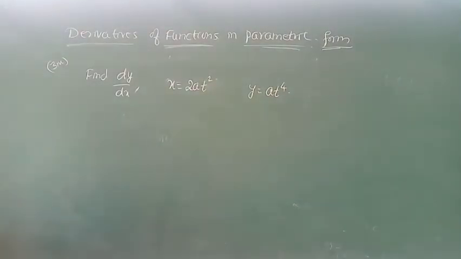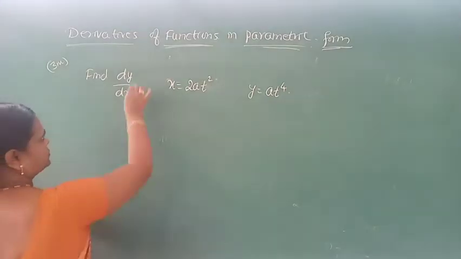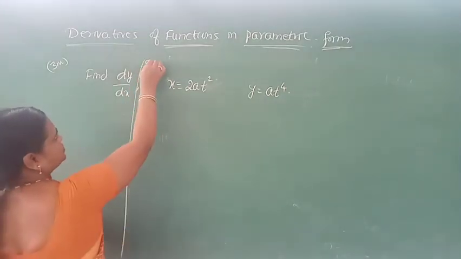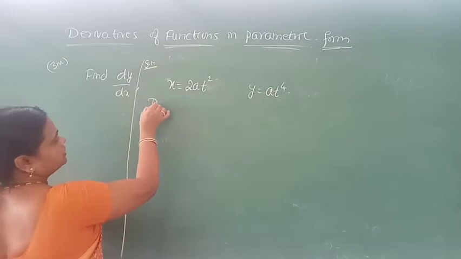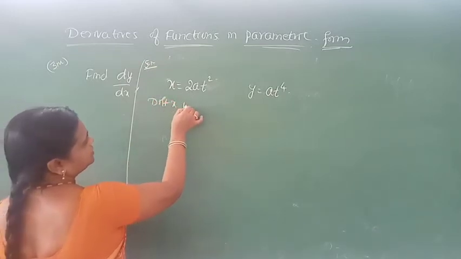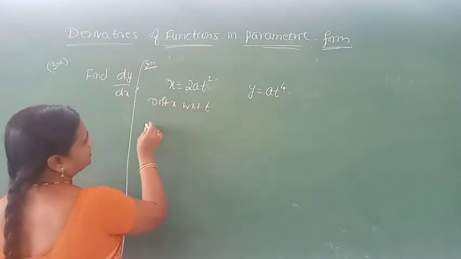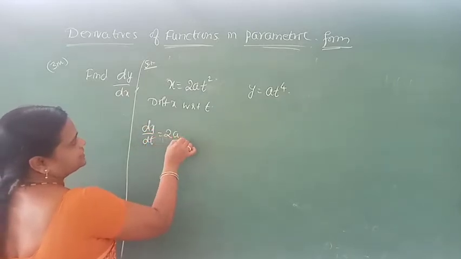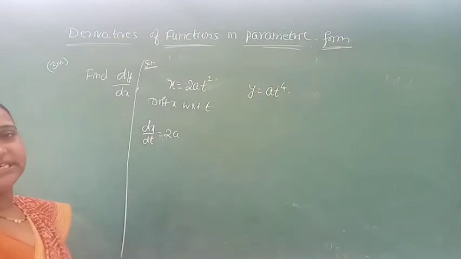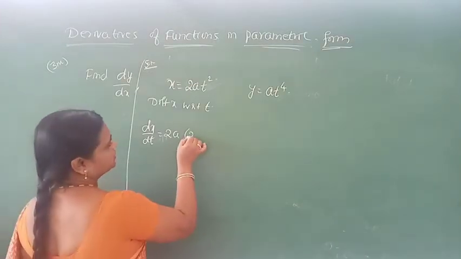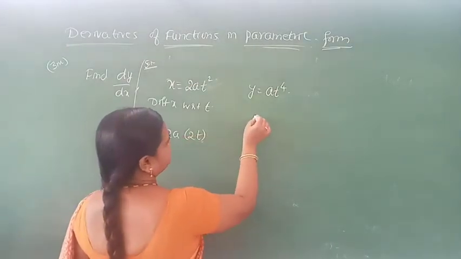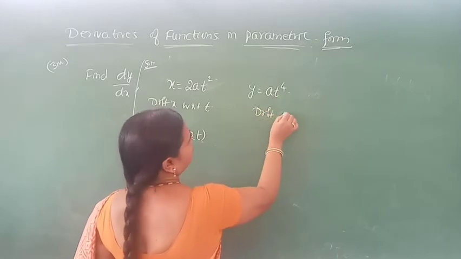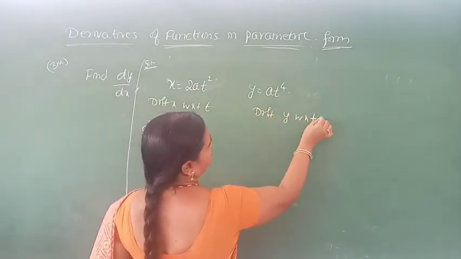Okay. Do the differentiation. Solution: this is given. Differentiate x with respect to t. dx by dt: 2a as it is, t square. T square differential is 2t. Next, differentiate y with respect to t.